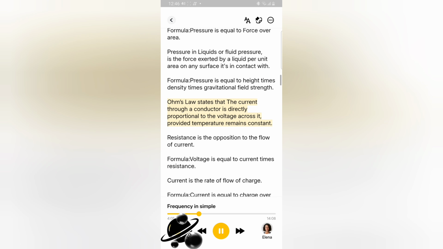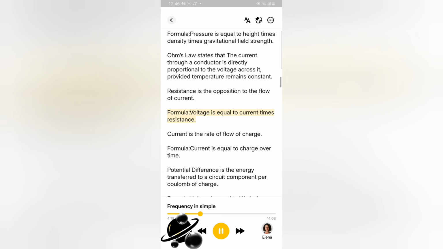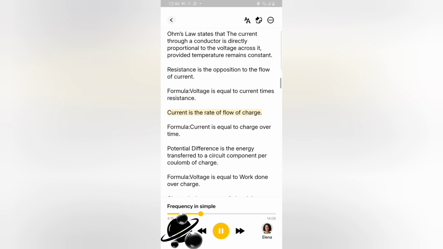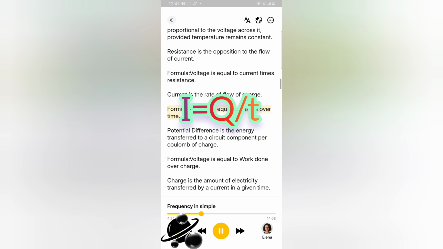Ohm's law states that the current through a conductor is directly proportional to the voltage across it, provided temperature remains constant. Resistance is the opposition to the flow of current. Formula: voltage is equal to current times resistance. Current is the rate of flow of charge. Formula: current is equal to charge over time.